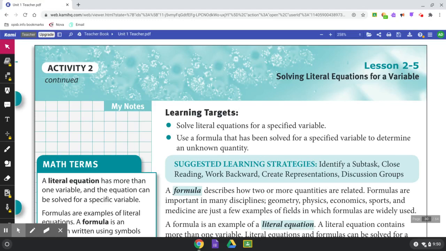Hey y'all, so today we're going to discuss lesson 2-5, solving literal equations for a variable. So we're going to continue solving equations by following the steps that you need to follow.